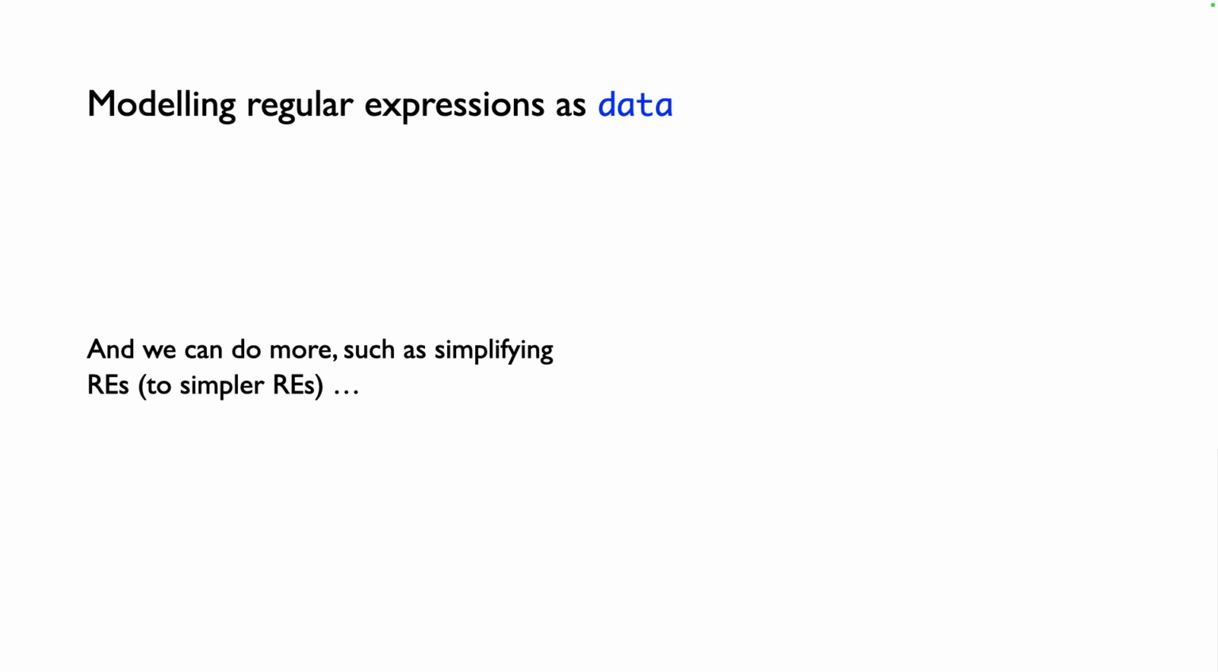But we can also do more. Because we've got access to the structure, we can do something like simplifying. And this should remind you of what we talked about when we looked at the EXPRA case study back in week 7.